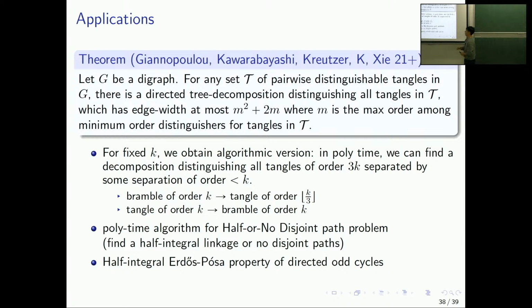And we also proved the half-integral Erdős–Pósa property for directed odd cycles. The reason why we use this tangle tree decomposition for Erdős–Pósa is that Kawarabayashi and Kreutzer proved the directed grid theorem, but they didn't mention a directed grid theorem specific to some directed tangle, because tangle was only just defined, right? So probably that can be proved. But at the moment we just use this decomposition theorem to prove this.